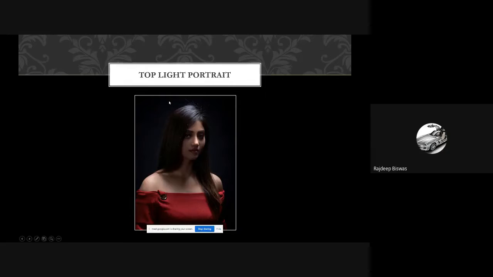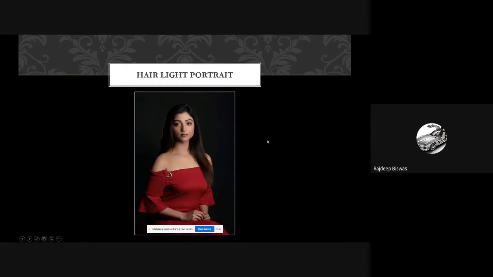You can use top light to your effect, just to give texture or shine to the hair. However, remember, if you're using top light, it creates this kind of abrupt highlight on the nose. So if you are using top light to highlight the subject, do remember to use a cutter along with your light source so that light does not spill on the subject's nose. I don't know whether this is visible properly or not.